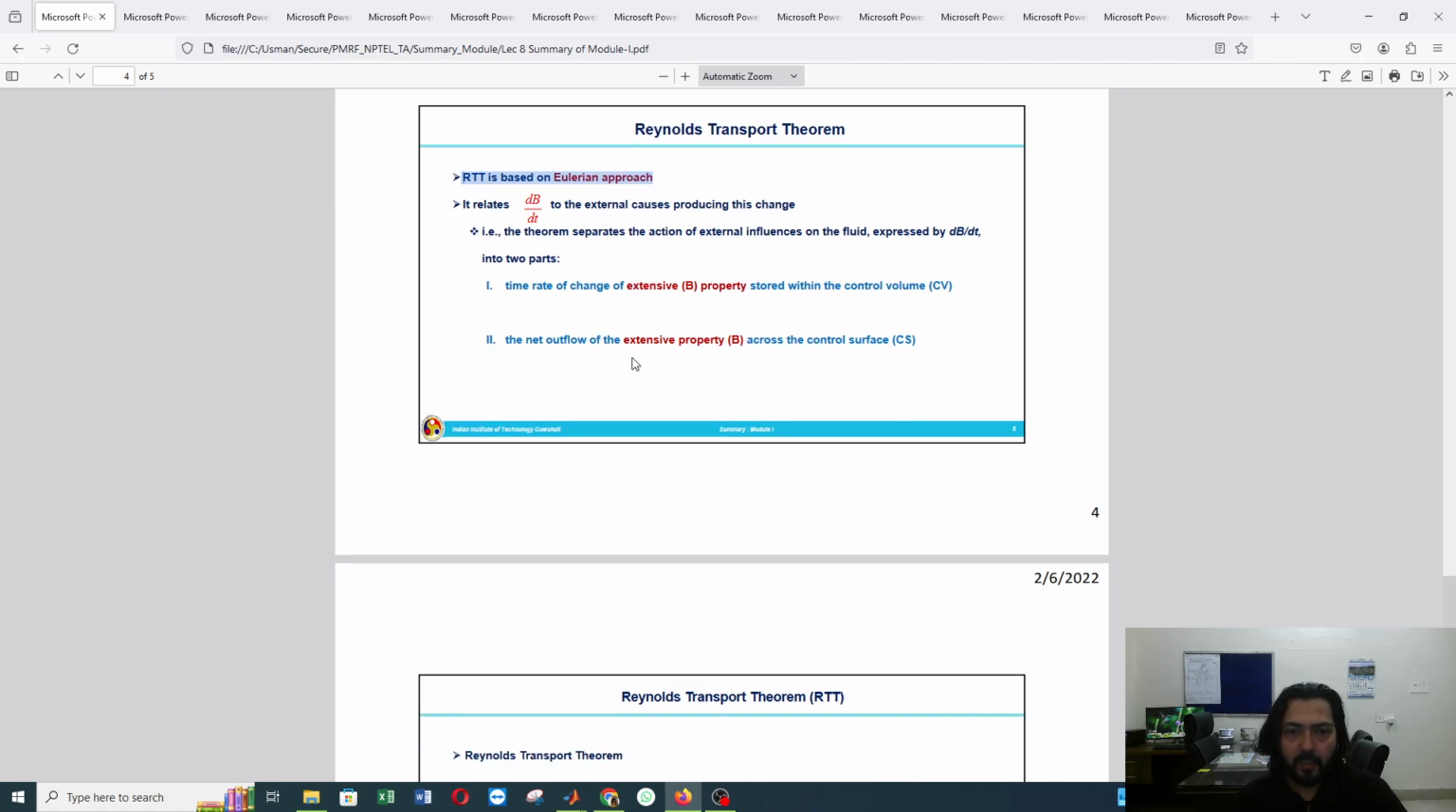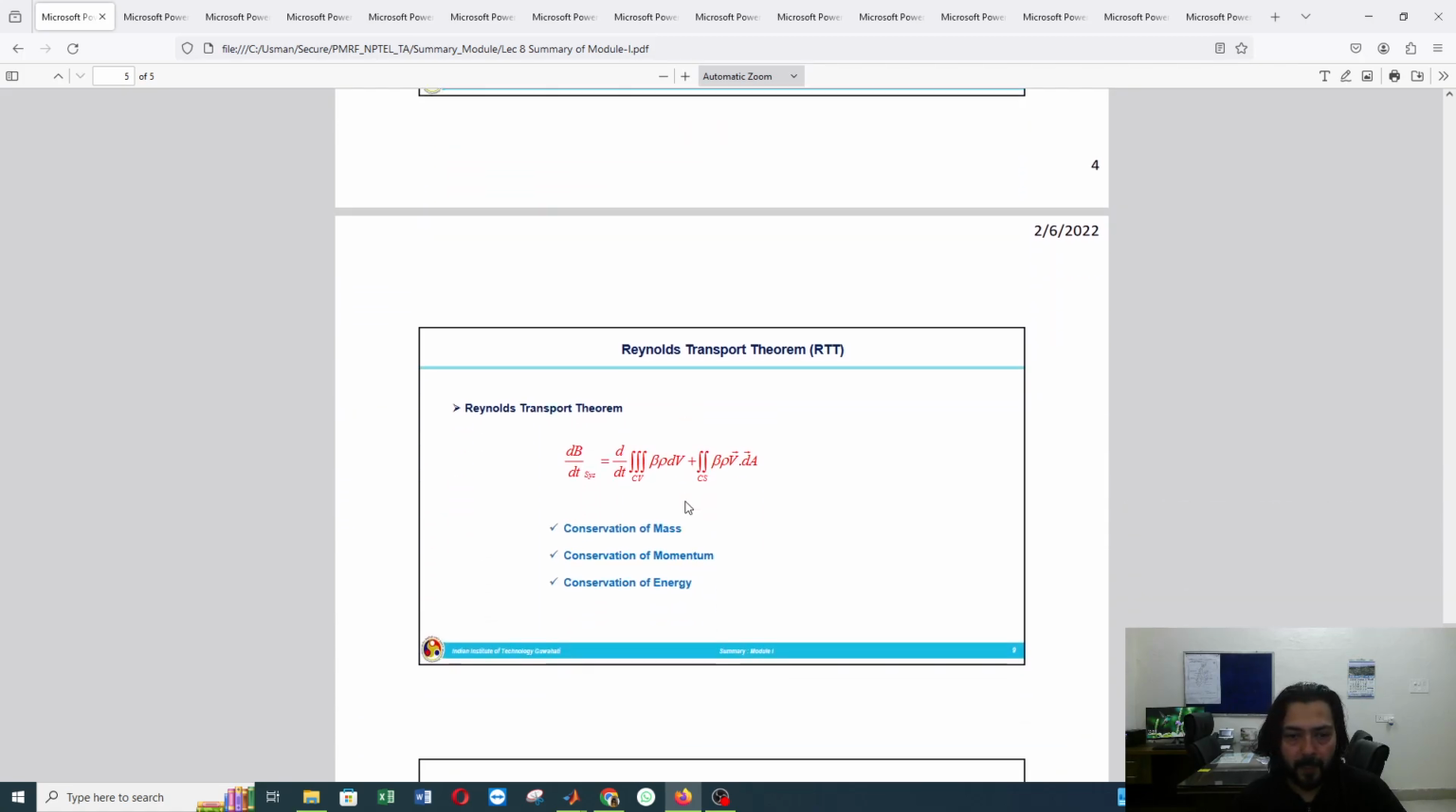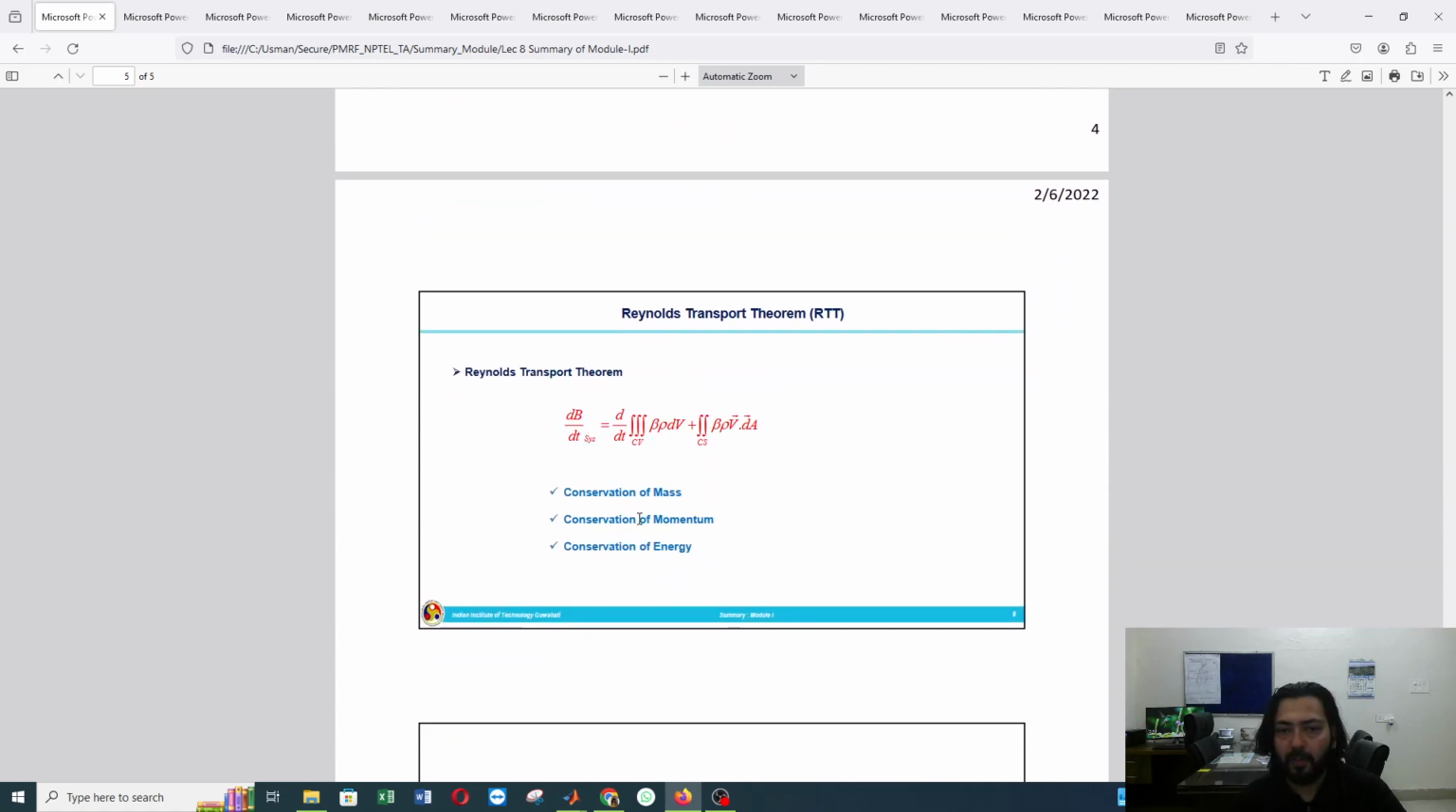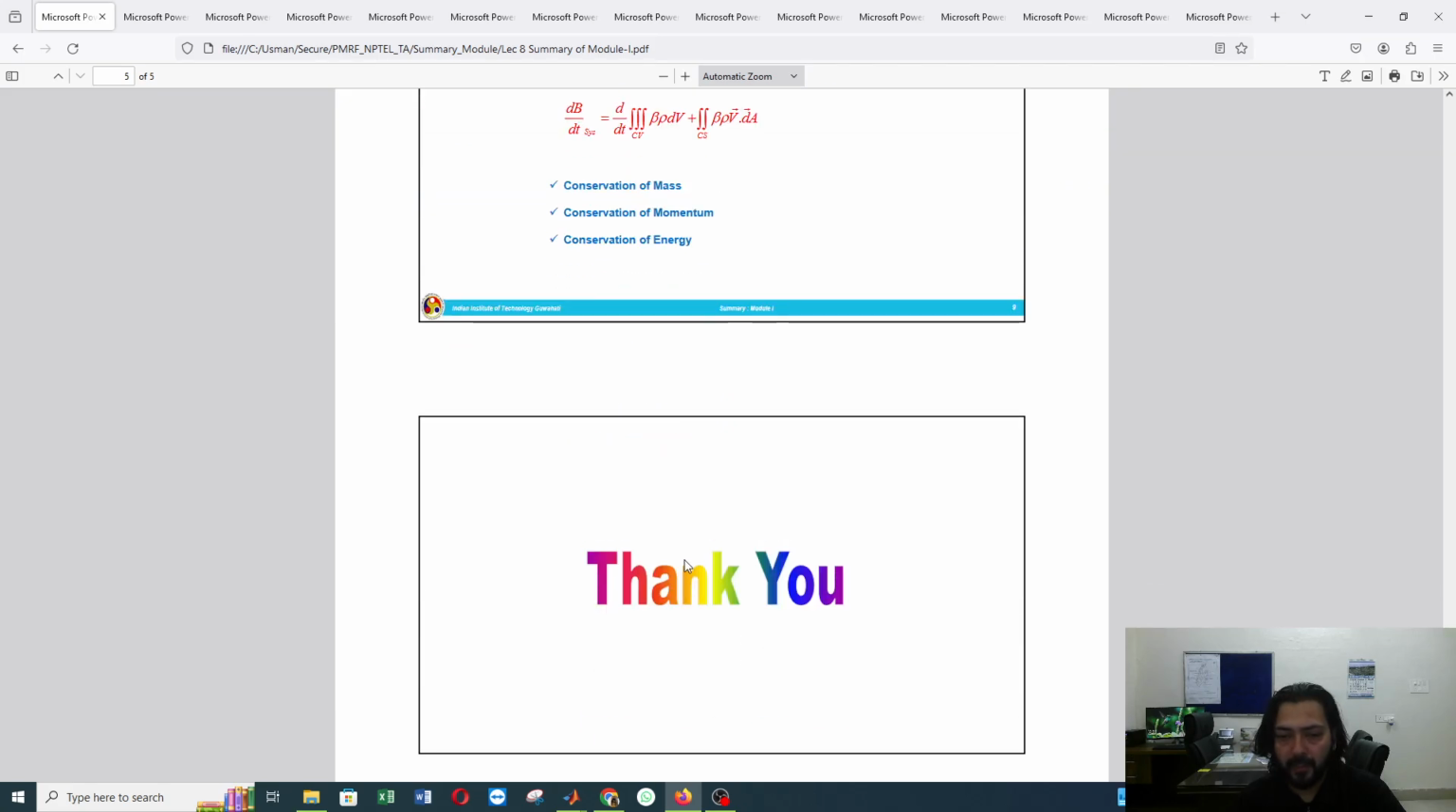Then the other thing to remember is the two parts of the Reynolds transfer theorem. The first part is the time rate of change of extensive property stored within the control volume, and the second is the net outflow of the extensive property across the control surface. So the important things to remember are that it is based on the Eulerian approach, and the first and second terms. Then this is the standard equation of the Reynolds transfer theorem. Using this equation we can derive conservation of mass, momentum and energy.